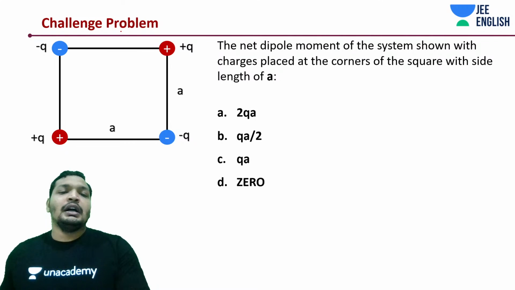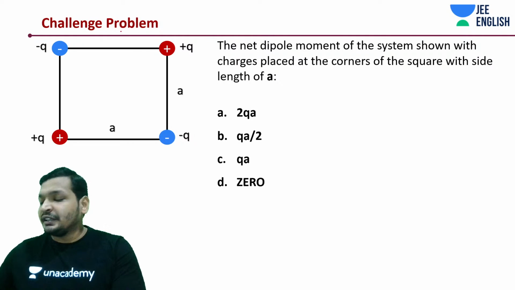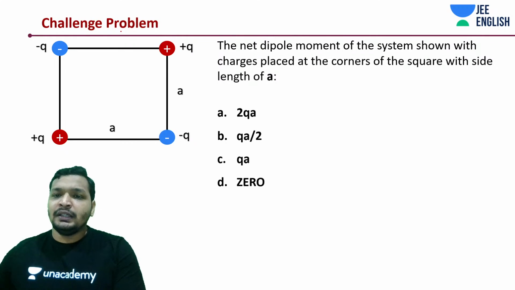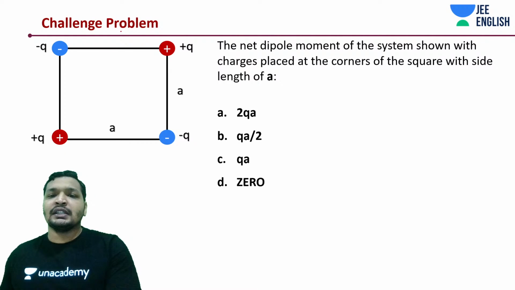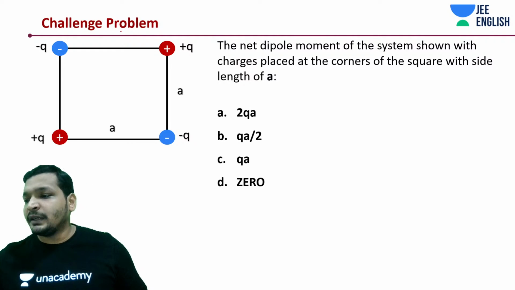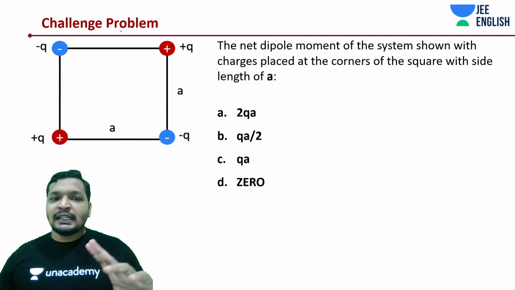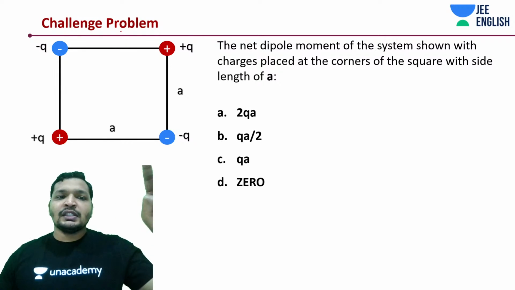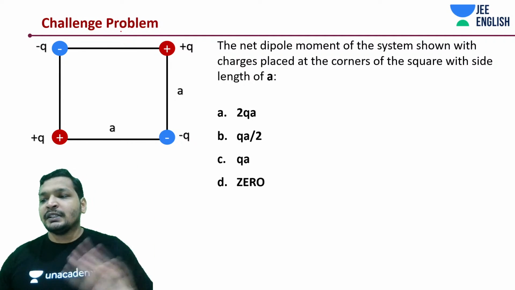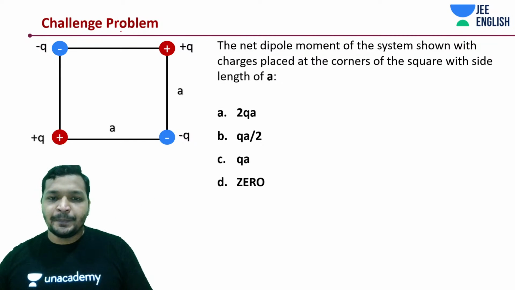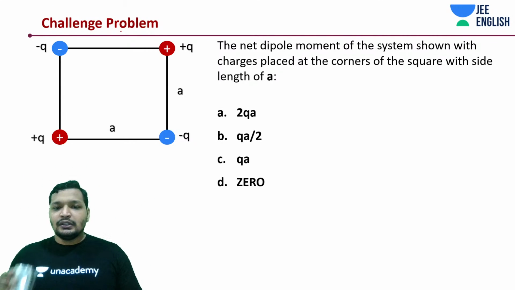Even though the magnitude of the net dipole moment is being asked, you still need to understand it from the vector perspective, because it's a vector quantity. So there are 4 charges placed as shown, plus q on one side, minus q on the other, alternating plus q, minus q on the corners of the square. Get started on it. Try it out.